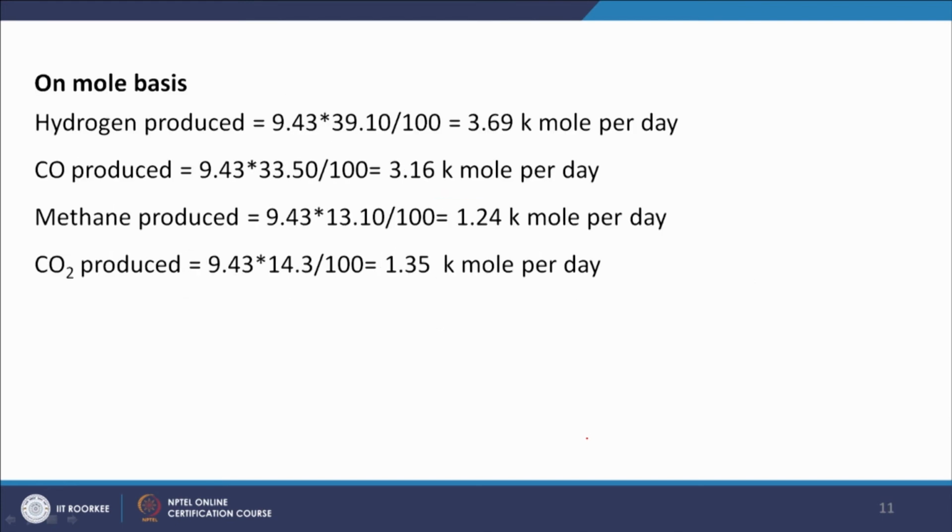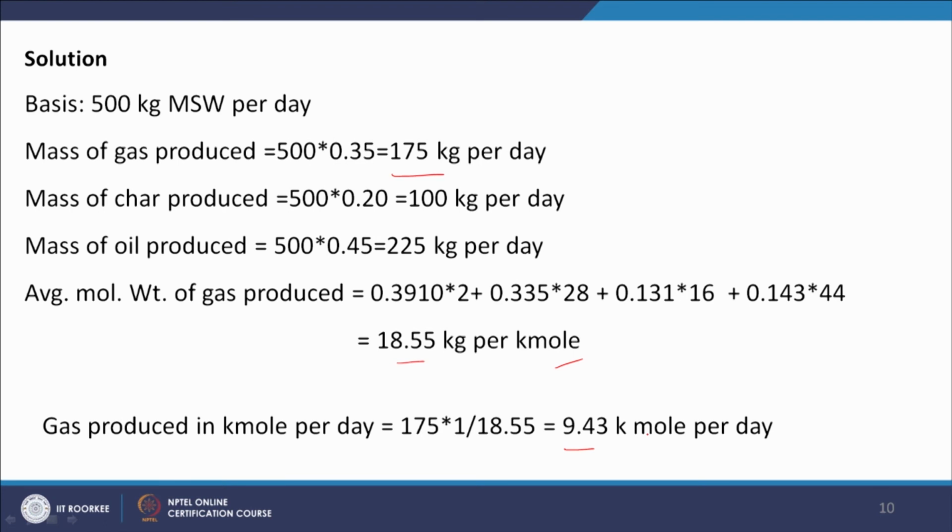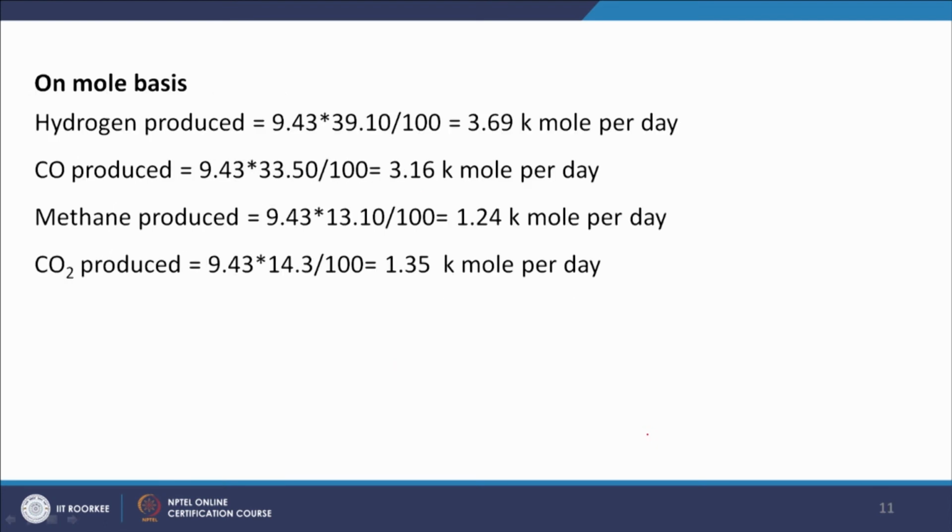Now we have to calculate individual gas production per day. Total gas is 9.43 kilomole, and the individual components will be in the same ratio. Hydrogen production is 9.43 into 39.1 divided by 100, so 3.69 kilomole per day. Carbon monoxide production is 9.43 into 33.50 by 100, equal to 3.16 kilomole per day. Methane produced is 9.43 into 13.10 divided by 100, equal to 1.24 kilomole per day. Carbon dioxide produced will be 9.43 into 14.3 divided by 100.